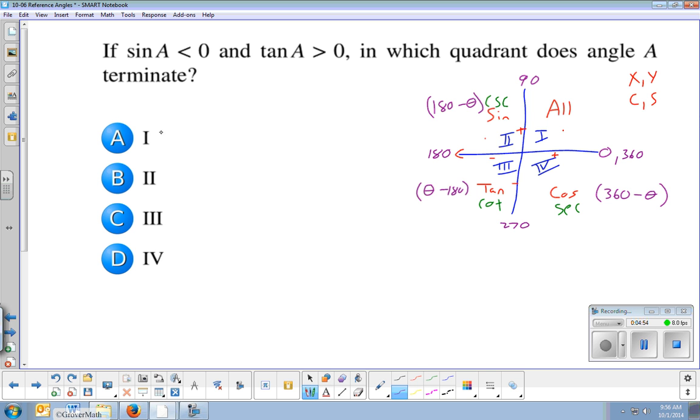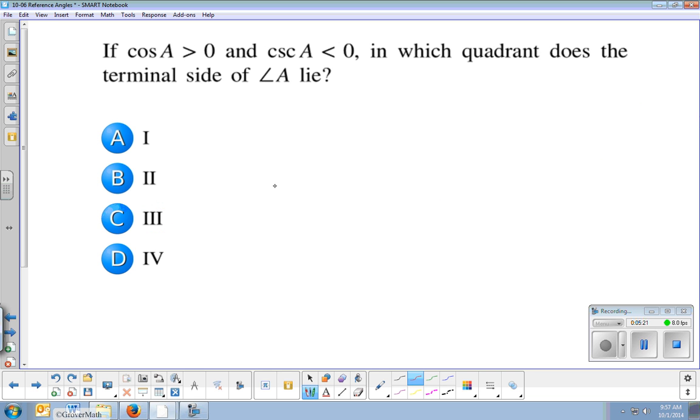All right, so this question wants to know what quadrant are we talking about. So sine is negative. So it's good to just kind of set up a little ASTC. So sine is negative. So that means we are not here or here because sine's positive in those spots. And tangent's positive. Well, tangent is positive here, but not here. So this must be quadrant 3.